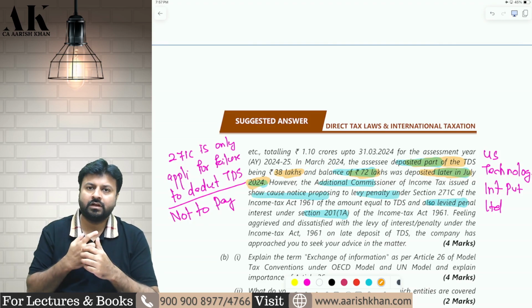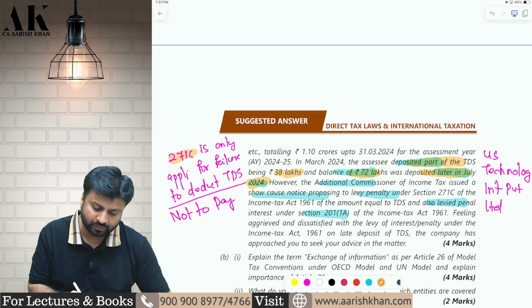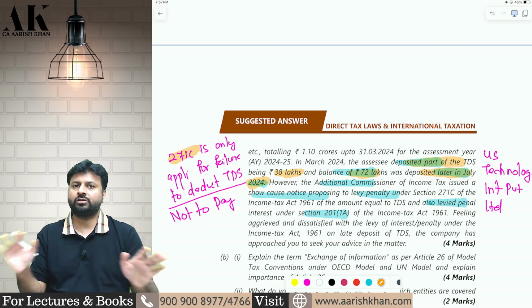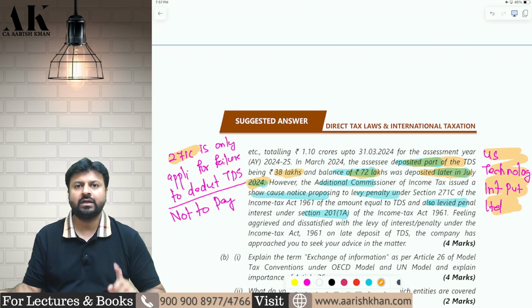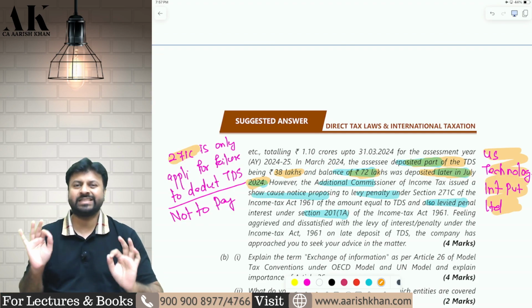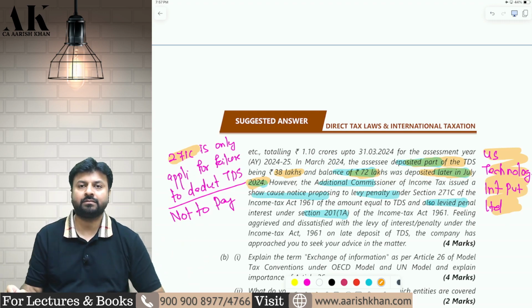Again, I am saying the assessee has deducted the TDS properly, but there has been some delay in depositing it. Now the question is, if the assessee delays in depositing the TDS, whether the AO can impose penalty under 271C? The answer is no. The court has said that the answer is no. In the case of US Technology International Private Limited, the court has said that section 271C is only for delay in deducting. It is not for delay in payment. Section 271C does not apply for delay in payment.